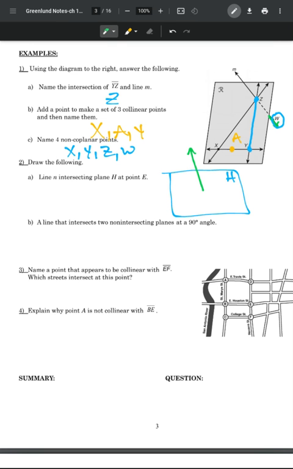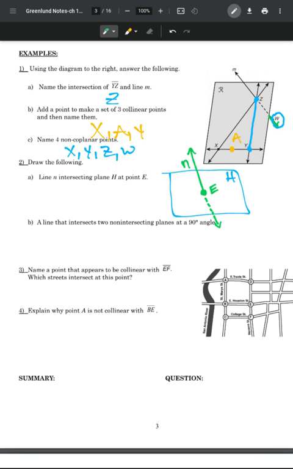So what I'm going to do is I'm going to draw a line here with a point. And then again, this is kind of like a pencil that goes through a piece of paper. So we're going to draw a dotted line and then a solid once it goes here. And that is line N. Okay, and then it's intersecting the plane at point E. So this point right here where it kind of hits that piece of paper is going to be point E.